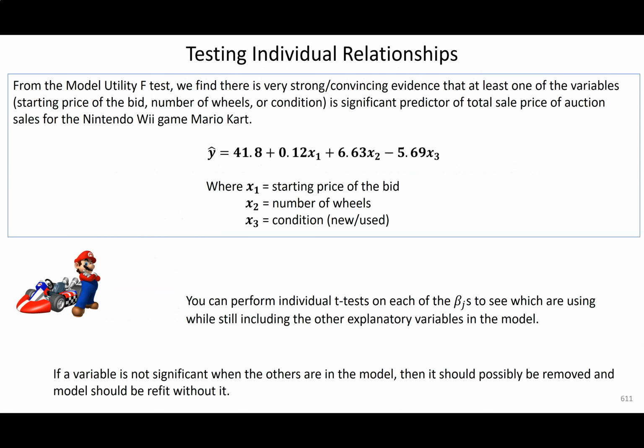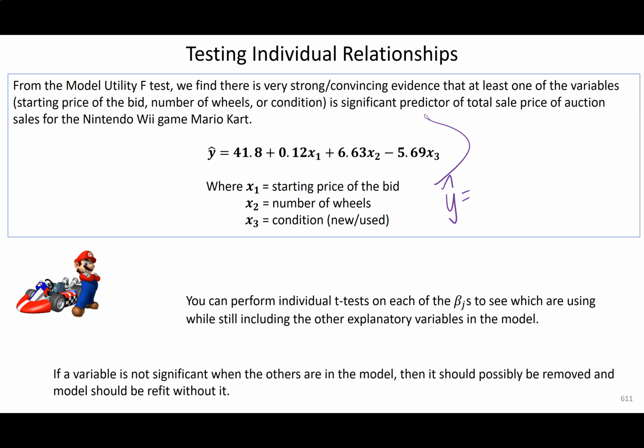Interpreting these relationships, this is the model we fit for our Mario Kart example. We found there was very, very strong evidence that at least one of the explanatory variables, the starting price, the number of Wii wheels included, or the condition, used or new, was useful in predicting the selling price of the eBay auction game Mario Kart. Specifically, we came up with this example here.